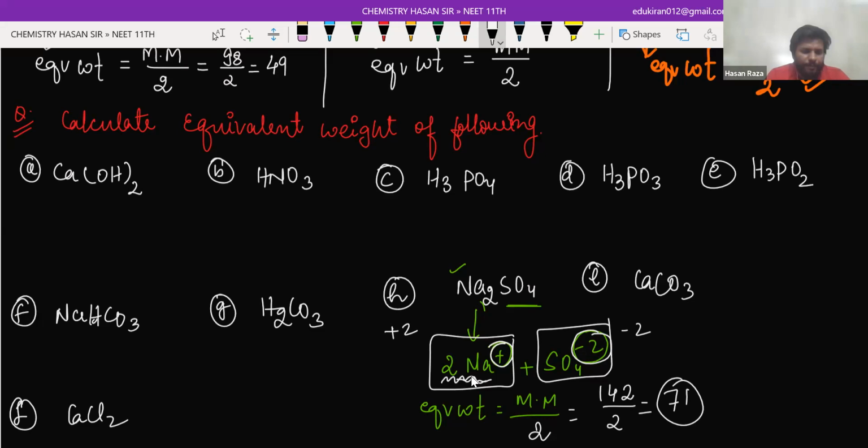Sir, what will be the unit? The unit will be as it is. We say equivalent weight, that is equal to 71. Okay, sir. It has no units. Yes, very good, Khudeja.